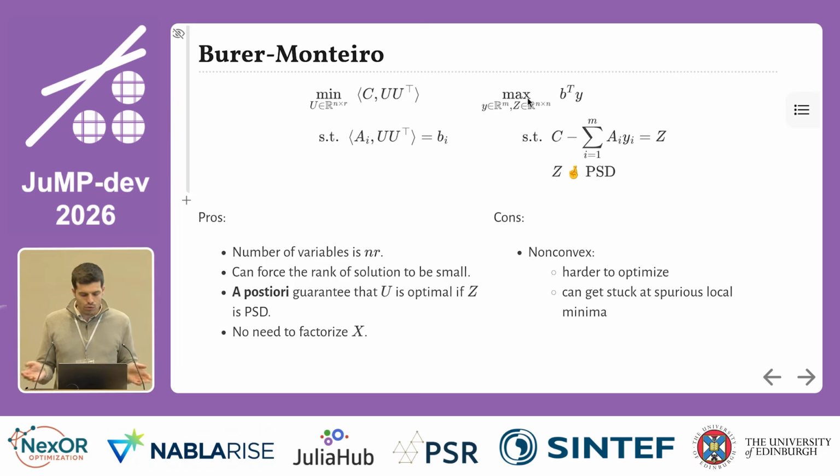It's just that a priori you don't know. Maybe it's not going to work. And in practice, what we notice is that if you increase the rank r, you are more likely to get the global optimum. But of course, you also get more variables.